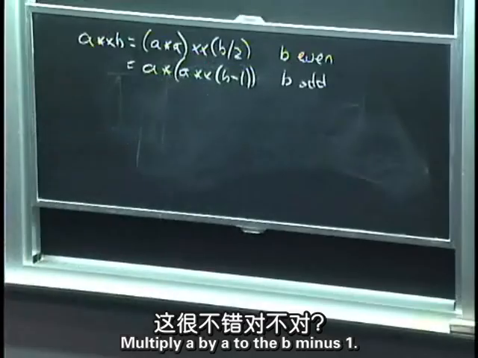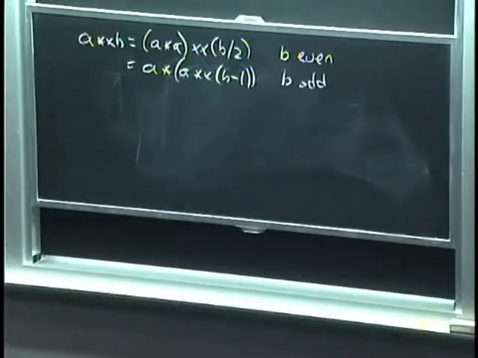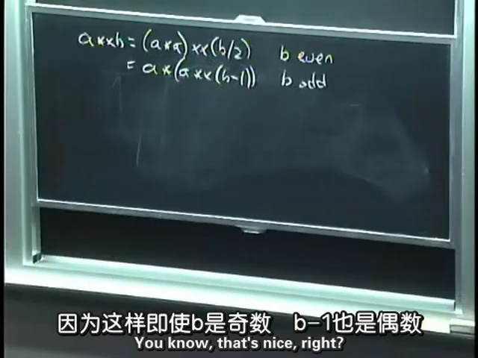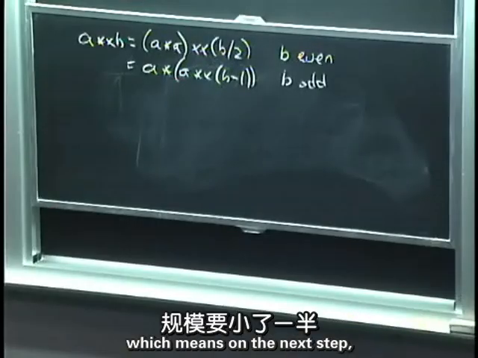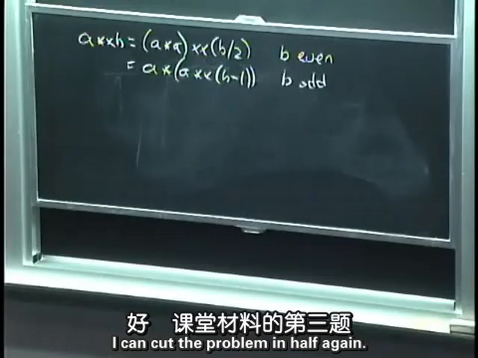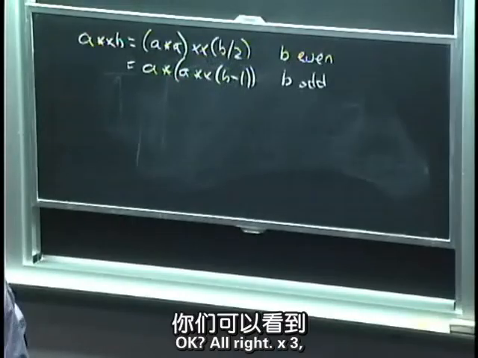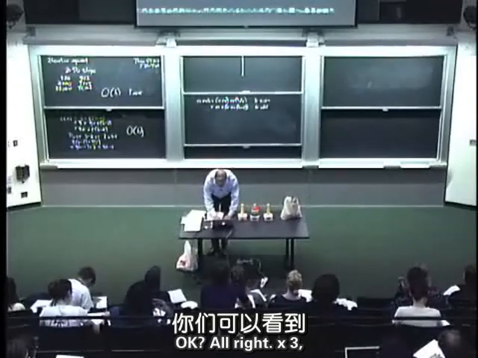Multiply a by a to the b minus 1. And oh, that's nice, right? Because if b was odd, then b minus 1 is even, which means on the next step, I can cut the problem in half again. Okay? All right.